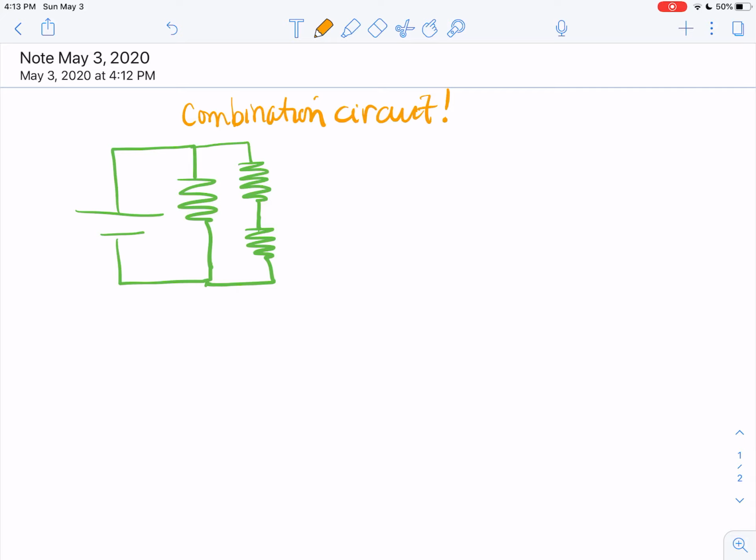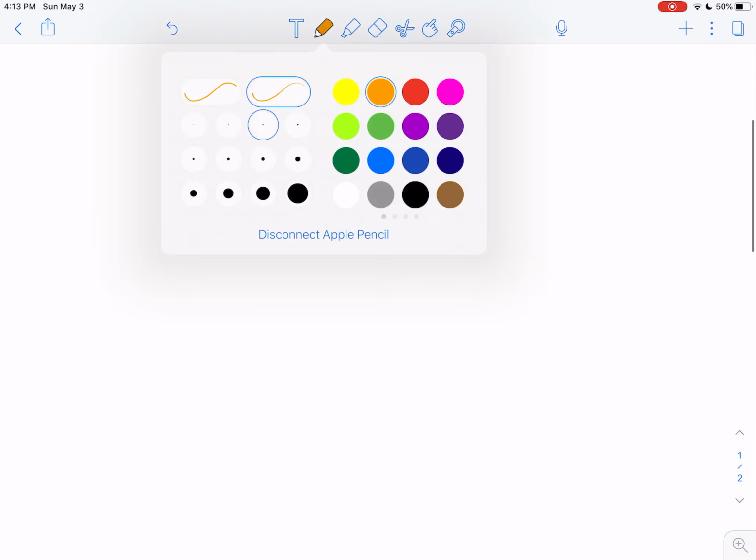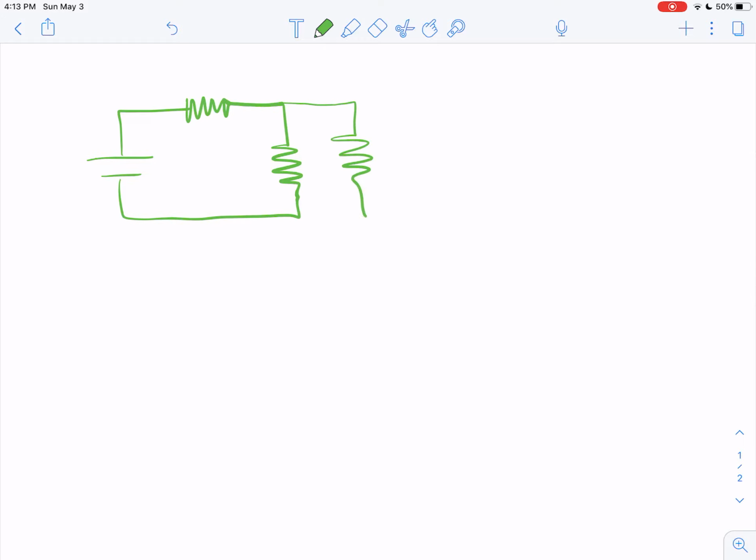Okay, so you have to kind of think about the rules that are going to govern that. Okay, so there's two different ways that a combination circuit can look. That's one of them. All right, and then let me draw another one. It might look like a series circuit like that, but then it has another branch, okay? Right, that's another way that the combination circuit can look.